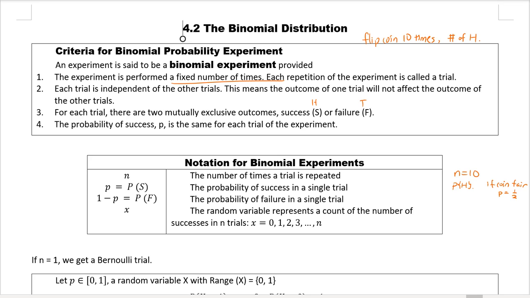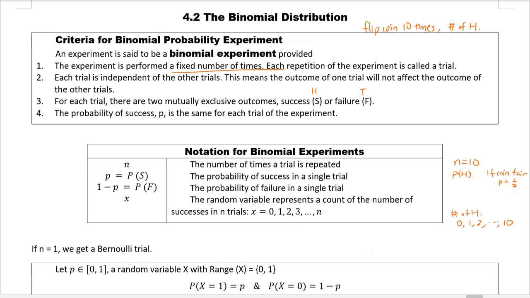And then next, the random variable represents a count of the number of successes in n trials. So that's why we can have 0 successes, 1 success, 2 successes, up to n successes in n trials. So the number of heads could be 0, 1, 2, up to 10 in our example.